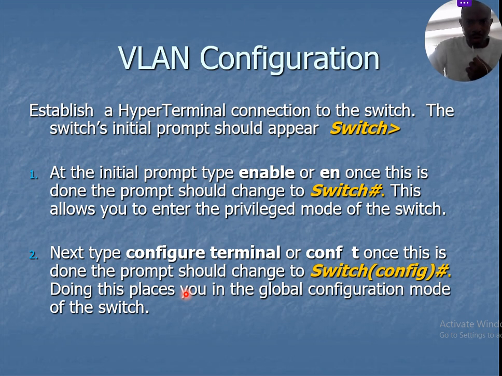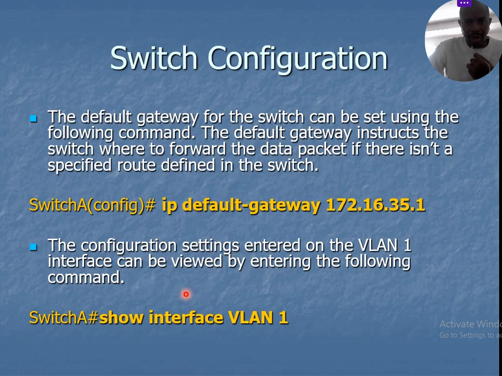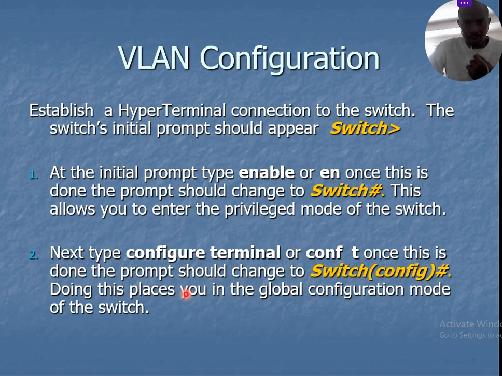Now we move on to the VLAN, virtual local area network configuration, still under switch configuration. In order to establish a VLAN, the first thing you have to do is establish a hyperterminal connection to the switch. To do that, the switch initial prompt should appear as switch greater than. After the initial prompt, the next prompt should be switch hashtag.